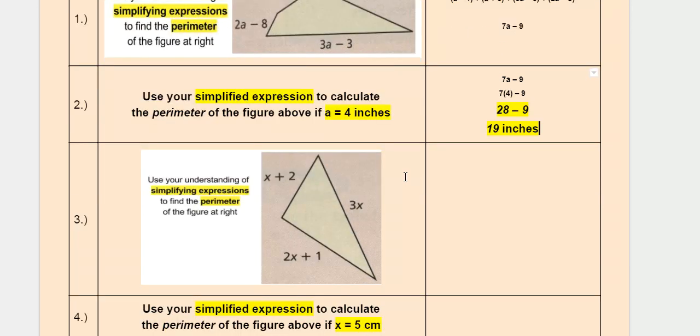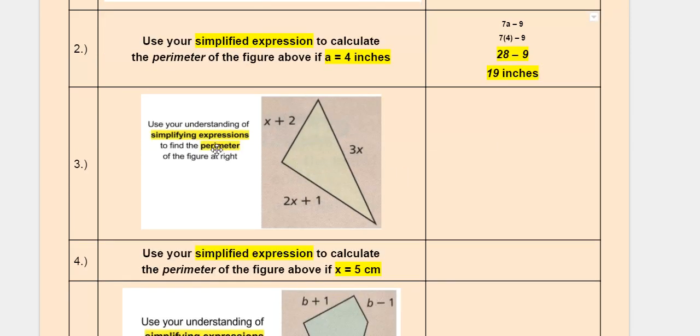Okay, so what should we do? Let's go on to the second one and see what we got here. This time we have a triangle. Triangles we know have 3 sides. The first side is x plus 2. The second side here is 3x. And the third side here is 2x plus 1. So we have all 3 sides.